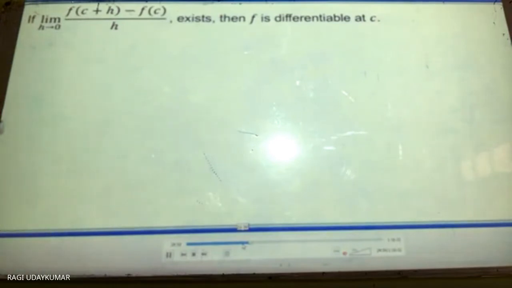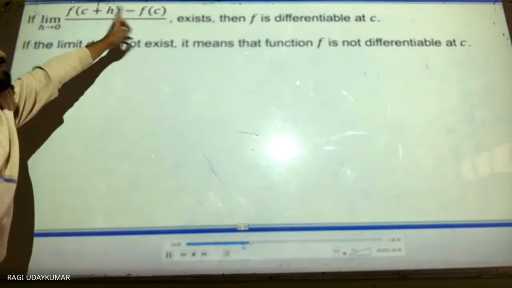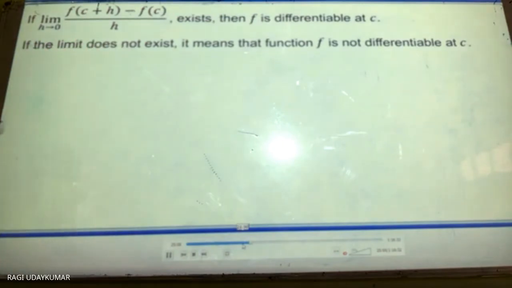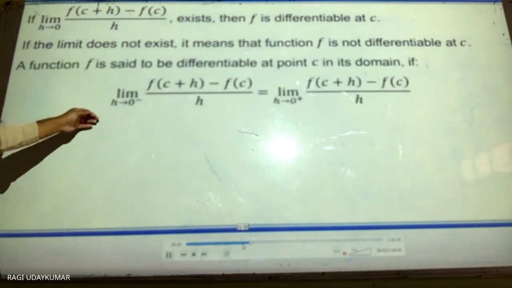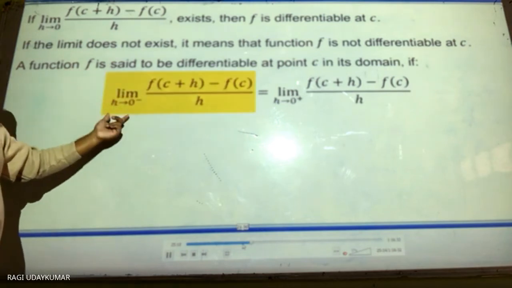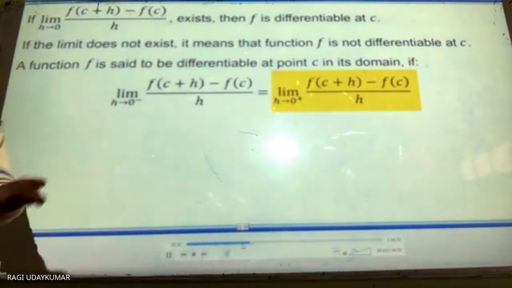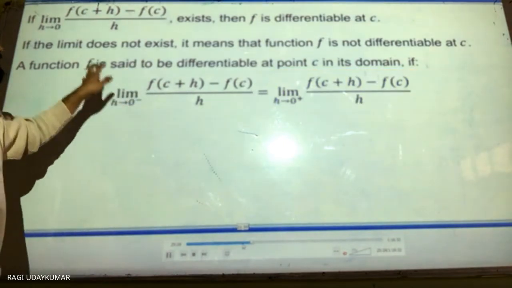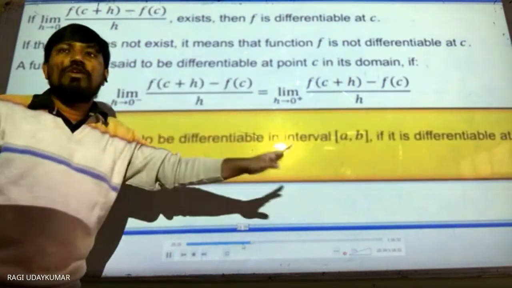So differentiability at a particular point is limit h tends to 0 of f of c plus h minus f of c, divided by h, and it is represented by f dash of c. The value we substitute in the function is after differentiating that function. For the limit to exist, the left hand limit and the right hand limit should be equal. So both should be equal here. This is the left hand limit of the particular function and the right hand limit of the particular function.